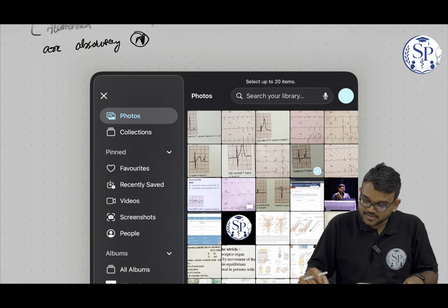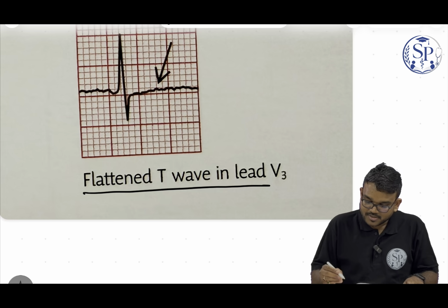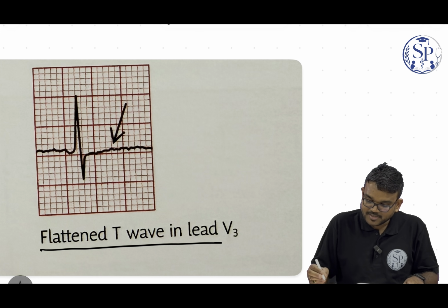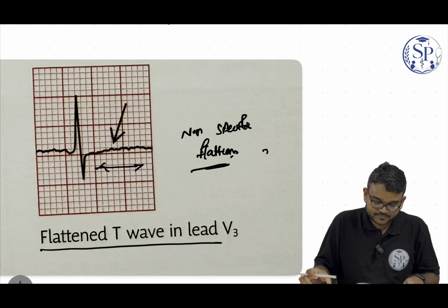Here you can see the flattened T wave in lead V3. So, you can note it here, the flattening of the T wave. So, this is a non-specific change, okay, non-specific flattening of the T wave, which is an absolutely normal finding.